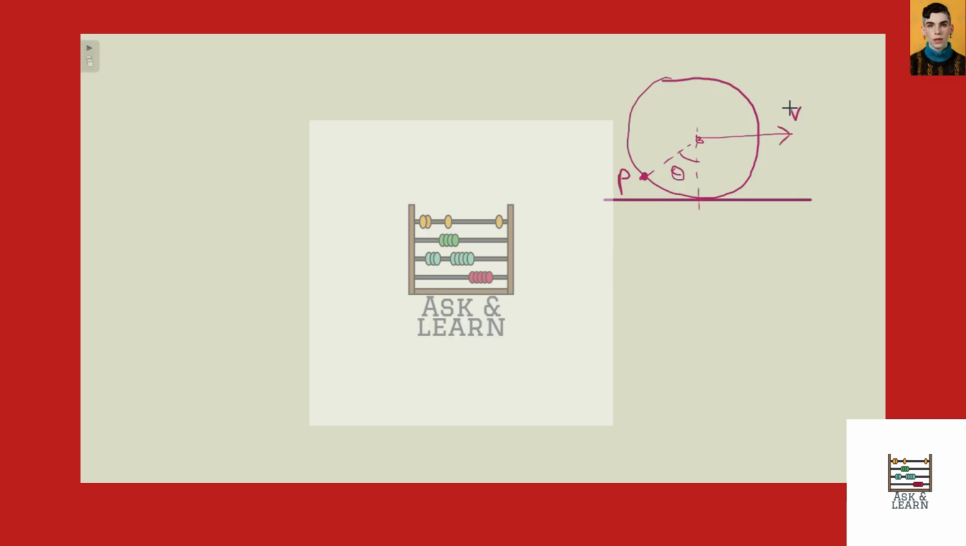Now this can be assumed as a pure rotation about the point of contact, that is point O. This is our point of contact. So we can say that at the point of contact, due to pure rotation, this speed v is equal to r omega.